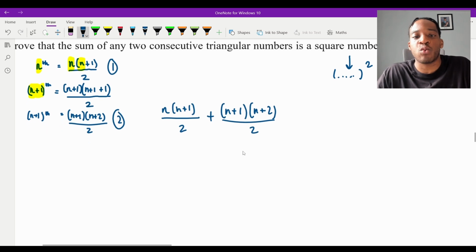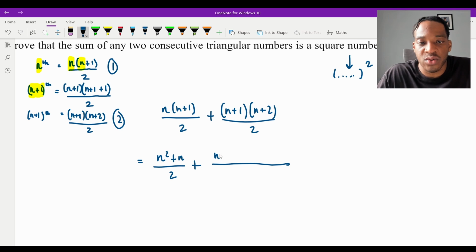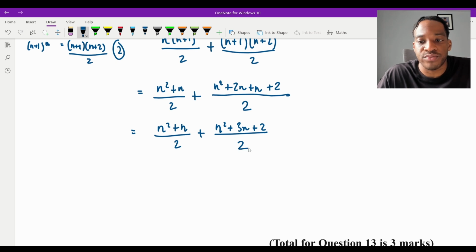Now what I would do first is I would expand both numerators. So it's going to be n squared plus n all over 2 plus, and then this one is going to be n times n, which makes an n squared. And I've got n times 2, which is a plus 2n. I've got 1 times n, which is an n. And I've got 1 times 2, which is a 2. Got this, and this is all over 2. So now I can simplify this a bit further to give me n squared plus n over 2 plus n squared plus 3n plus 2 all over 2.